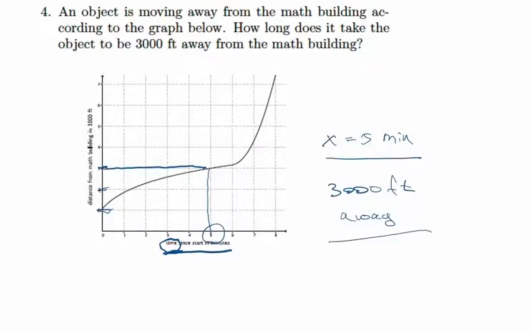So x equals 5 is the answer. So it takes 5 minutes to be 3,000 feet away from the math building.